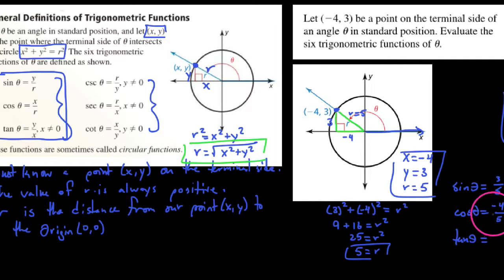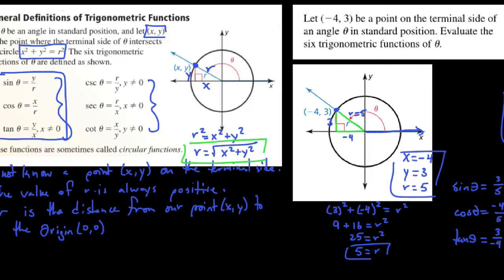But in this case we have adjacent over hypotenuse, or x over r, so we get negative 4 over 5. So for the first time you're probably seeing a trig function that comes out to be negative in value. So let's go ahead and take a look for the tangent. Now tangent is y over x, or opposite over adjacent in this diagram up here. So we would say y over x, our y value is 3, our x value is negative 4, so we would just say negative 3/4.